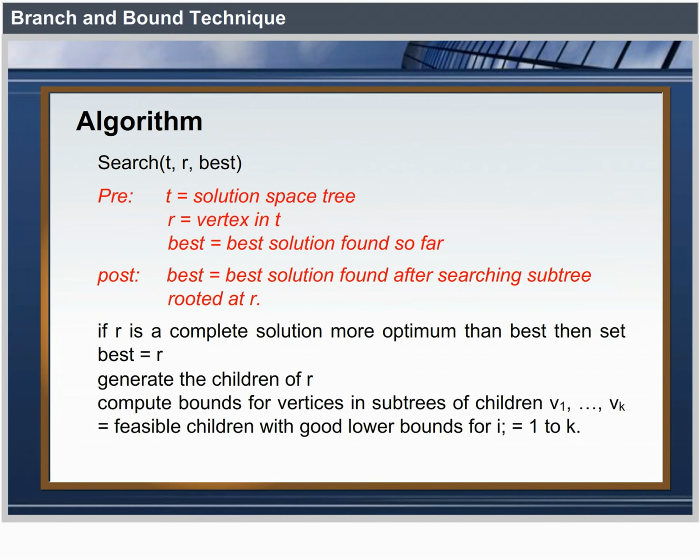Compute bounds of vertices in subsets of children V1 up to Vk, the feasible children with good lower bounds, for i equal to 1 to k. If Vi has a promising upper bound, then Search(T, Vi, best).